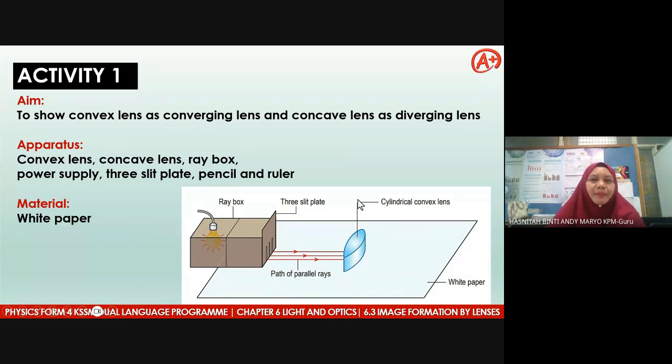First we place a convex lens. Later you will see the light converge to a point after passing through this lens. And then when we replace this lens with the concave lens, you will see it diverge out. Don't worry, we will try this next week. A very simple activity, so you can see how the concave lens diverges and how the convex lens converges light after passing through.